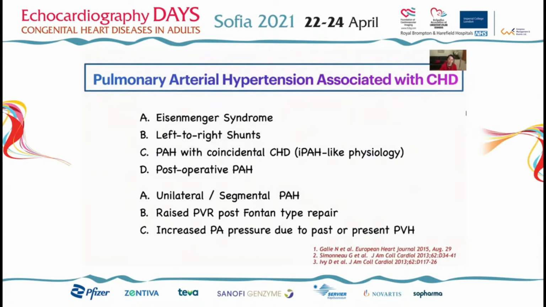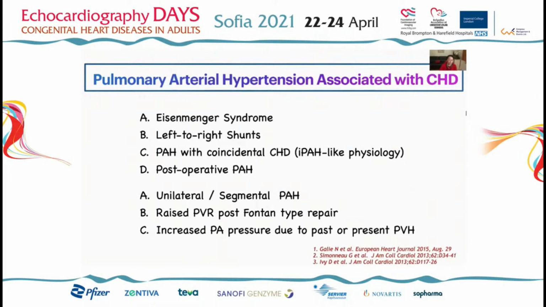The second group is left to right shunt, where despite having severe pulmonary vascular hypertension, the patient is still shunting left to right. The third group is PAH with coincidental congenital heart disease, usually with a small ASD or VSD on its own. It cannot explain the severity of PAH. So we think it's just a coincidental finding.